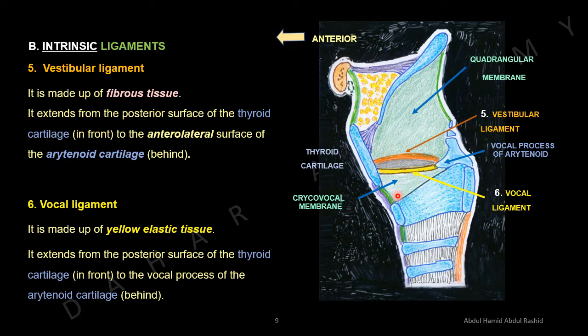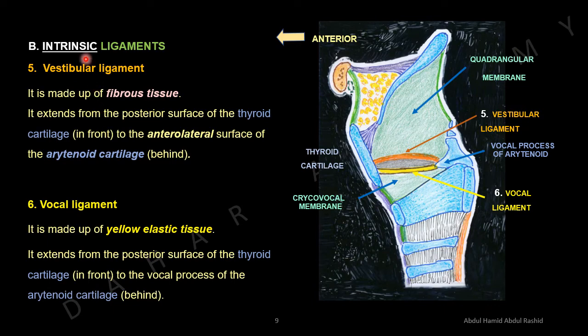Now the fifth intrinsic ligament of the larynx is the vestibular ligament. This is the one. It is made up of fibrous tissue. It extends from the posterior surface of the thyroid cartilage anteriorly, and posteriorly it is attached to the anterolateral surface of the arytenoid cartilage here.